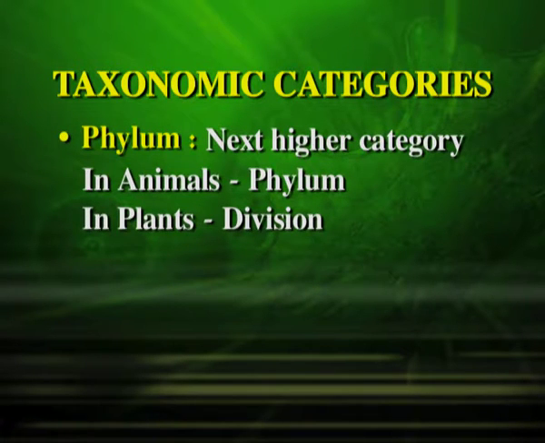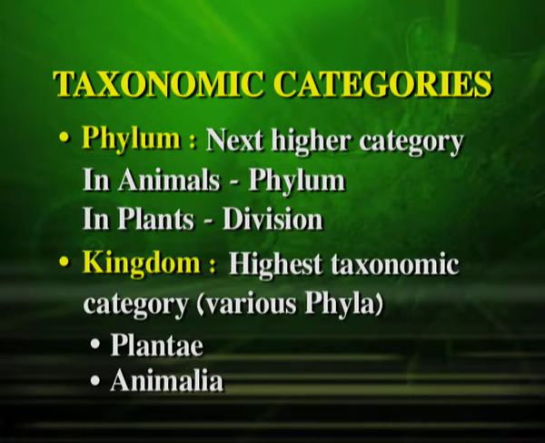Phylum is the next higher category. In animals, we refer to it as phylum. In plants, we refer to it as division. Kingdom is the highest taxonomic category. Various phyla are included in the kingdom. The plant kingdom is known as Plantae and the animal kingdom is known as Animalia.